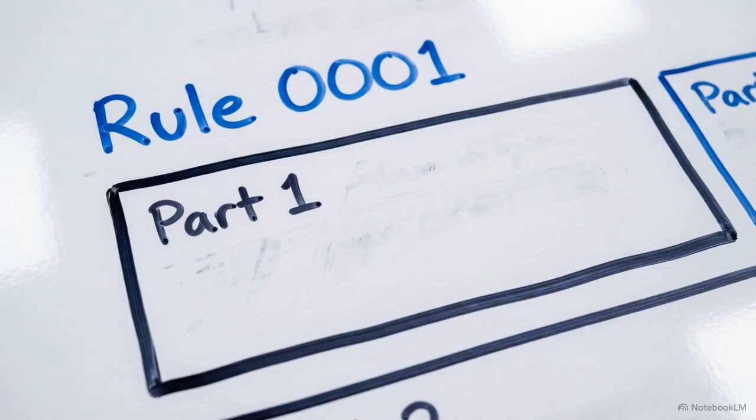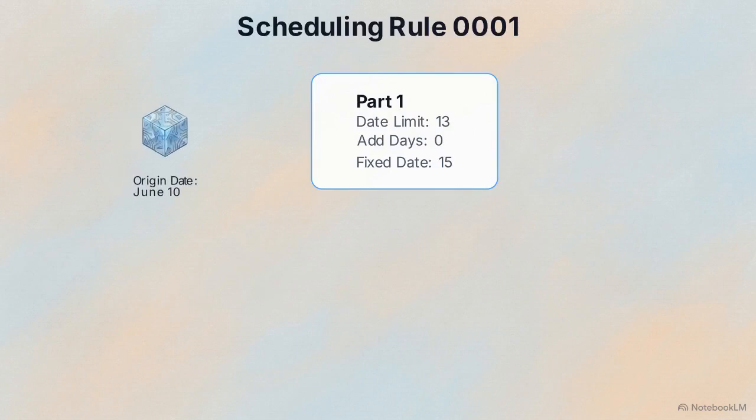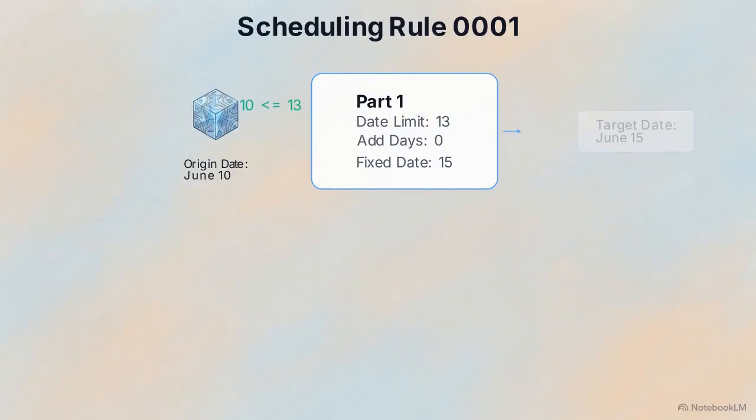For our telecom scenario, we will construct Rule 0001. We start by defining the parameters for Part 1. We set the date limit to 13, add days to 0, and assign a fixed date of the 15th. If a billable item's origin date is on or before the 13th, the system sets the target billing date to the 15th of that month.